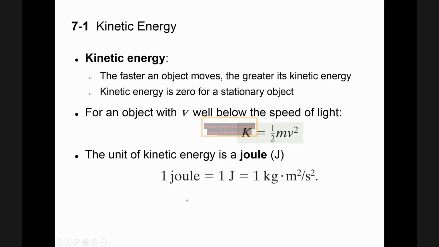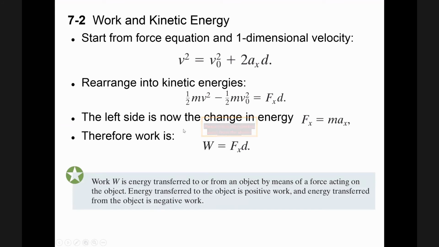Right. So here, this law, he derived it from the law I showed you, F dot D. He derived it from one of the equations of motion. Multiply all sides by half m. Half m, half m, half m. You get this. That means the work is equal to F dot D.